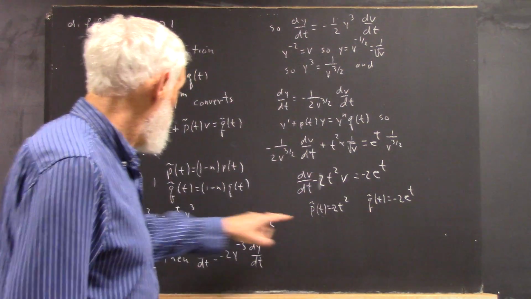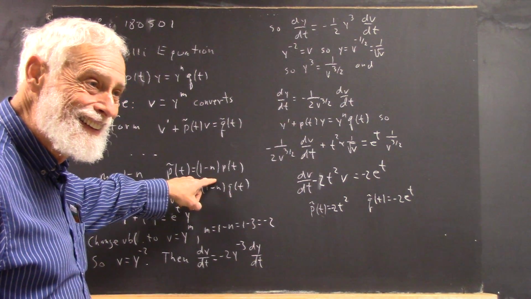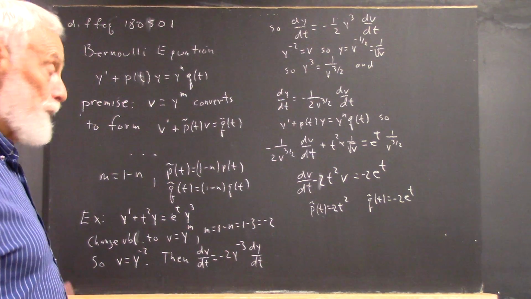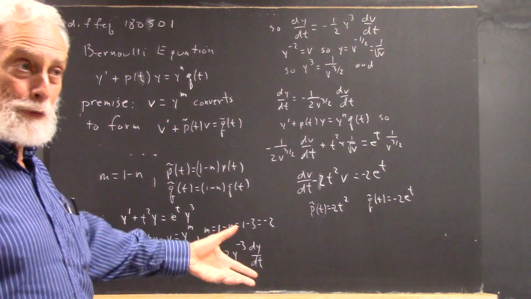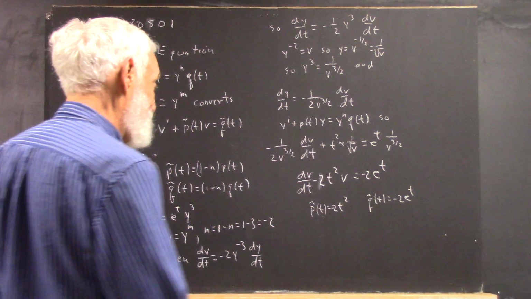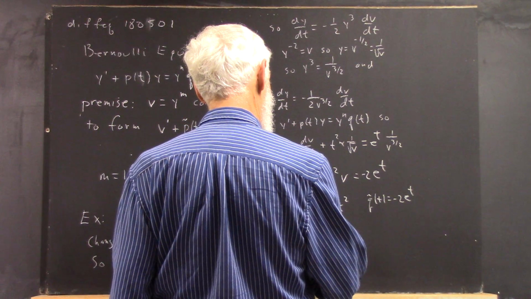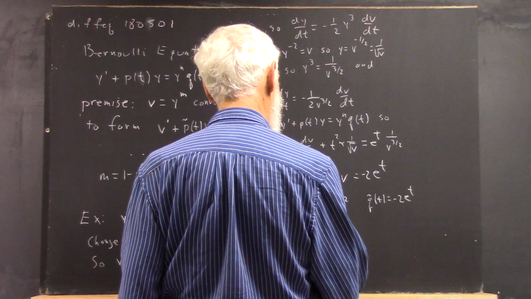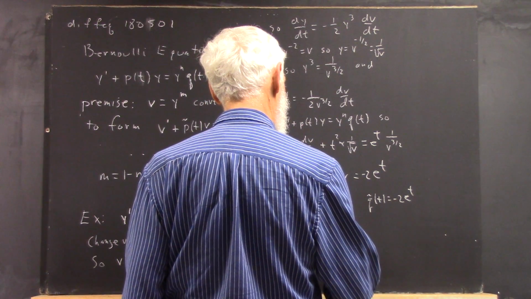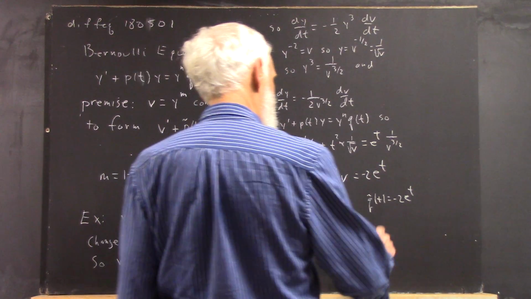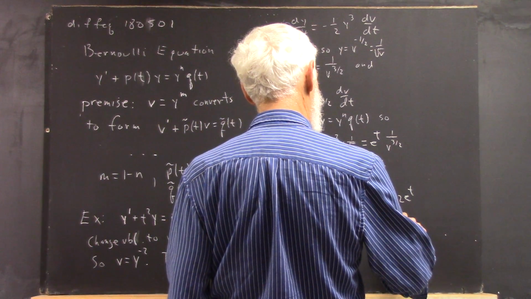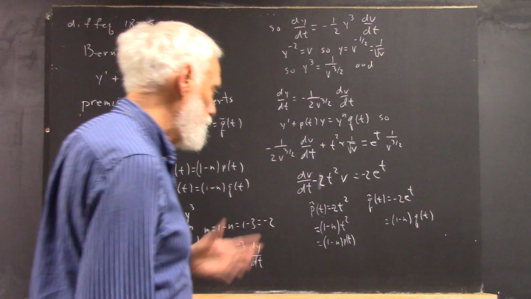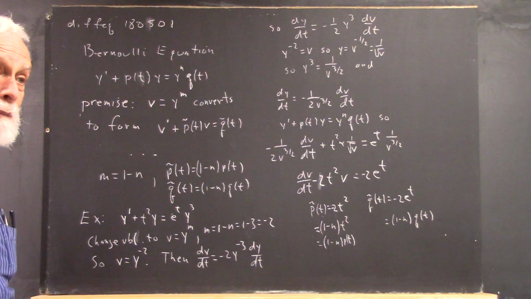So hopefully negative q is equal to 1 minus n. Okay? Well, what's n? Well, we figured out that n is 3, right? And 1 minus 3 is negative 2. So this is... and this is... without writing out all the details, q of t is just e to the t.